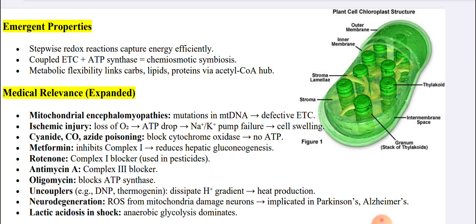The PPP generates 2 crucial things for dividing cells: NADPH, which is needed for synthesizing fatty acids and reducing oxidative stress, and ribose 5-phosphate, which is the sugar backbone needed to build nucleotides, the A, T, C, and G of DNA and RNA. You can't replicate your DNA without it. So fast glycolysis fuels DNA synthesis.